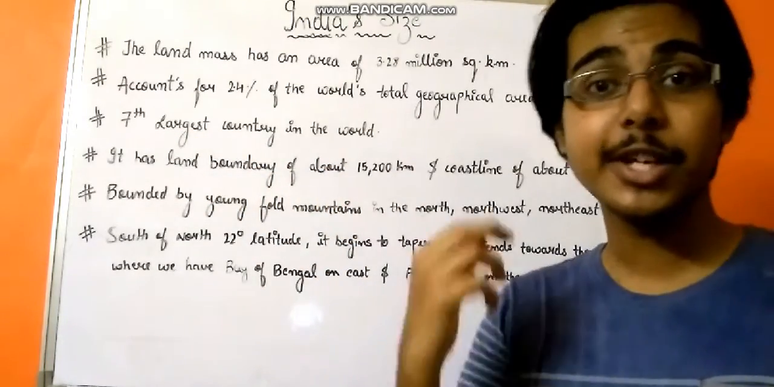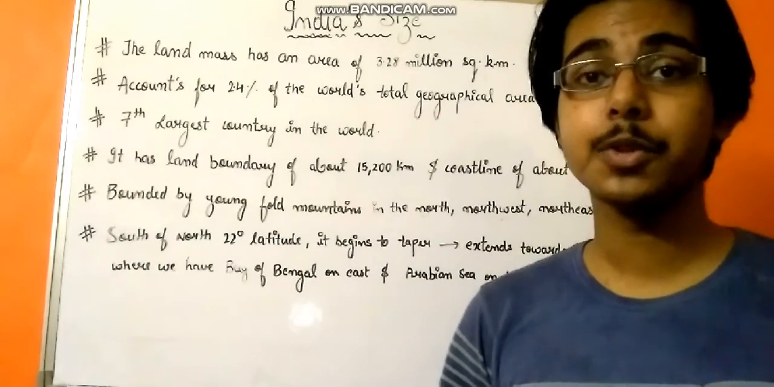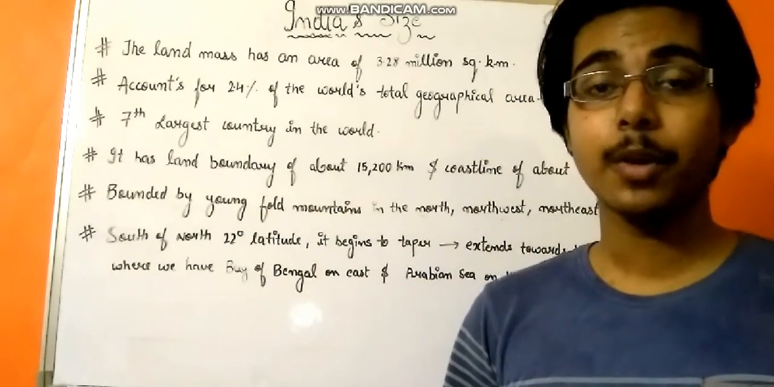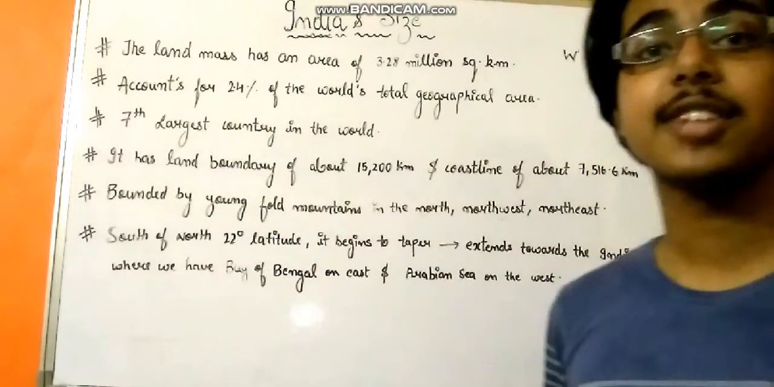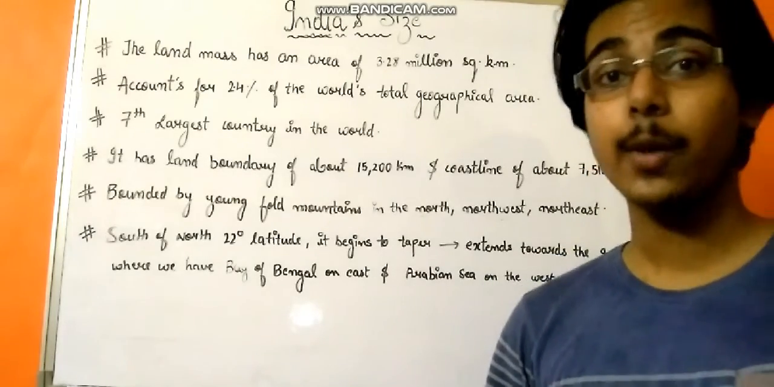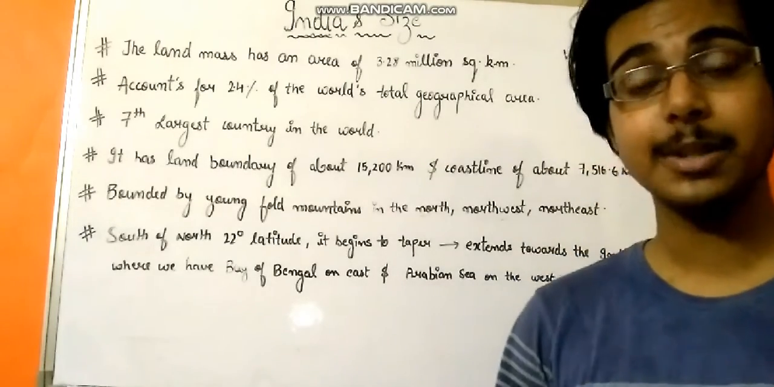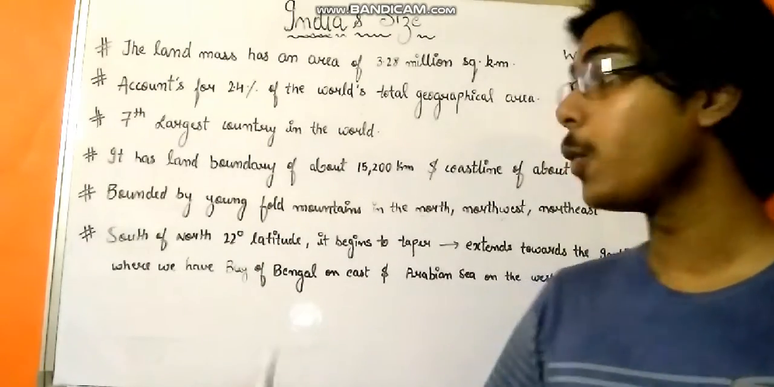Now this particular thing is very, very important. What is the ranking of India when it comes to geographical area? So India is the 7th largest country in the world when we talk about the total area that it covers, and we are the second most populous country. That means in terms of population, we are second. But when it comes to geographical area, we are 7th.